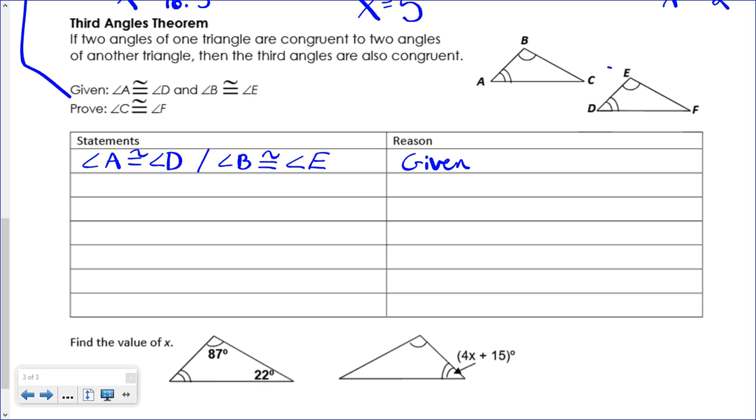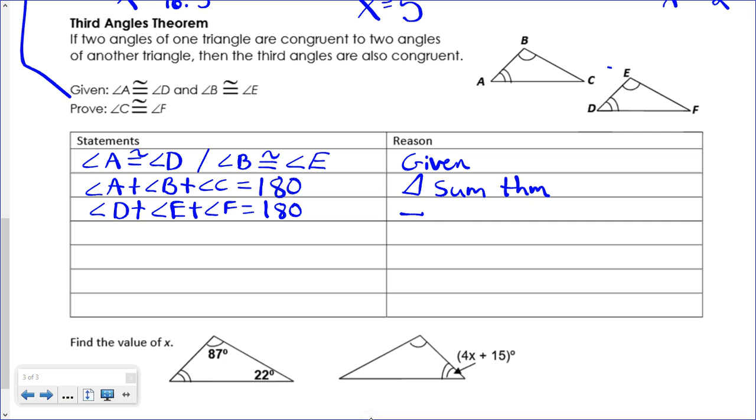A equals D and B equals E. I'm trying to show that C and F are congruent. I heard the idea, but you're talking over each other. Angle A plus angle B plus angle C equals 180. That's really the only thing we know about triangles. We don't know anything else about them except this. D, E, F. Okay, same thing in the other triangle. I wrote these because I really don't know anything else about the picture except the fact that they're triangles, and this is always true for triangles. Now what?